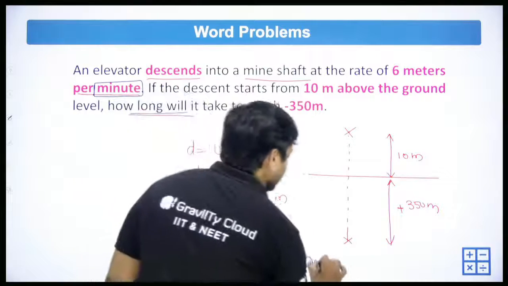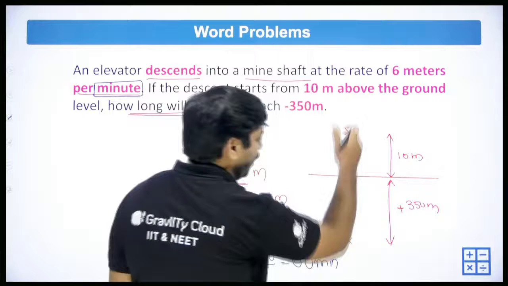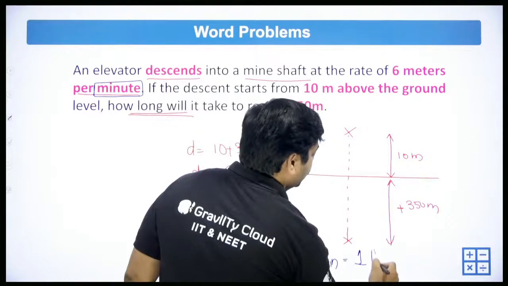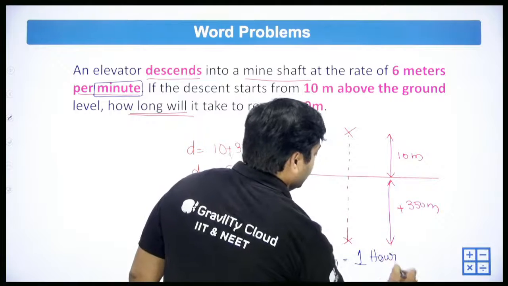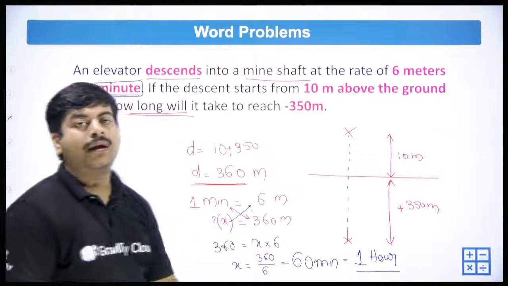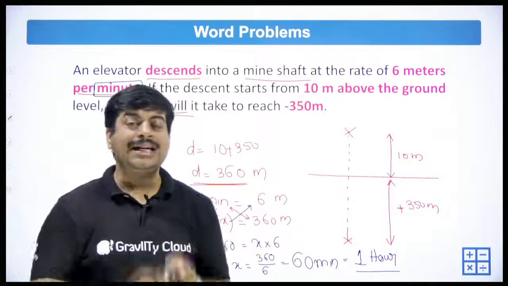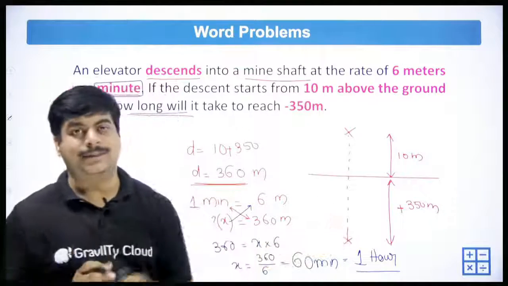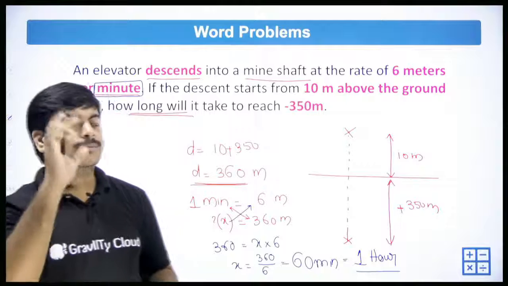So 60 minutes it will take to travel till minus 215, which is equal to 1 hour. Okay, 60 minutes or 1 hour, both are the same. That is the total time it is taking to travel all this distance. Right? Let's move to the next question.